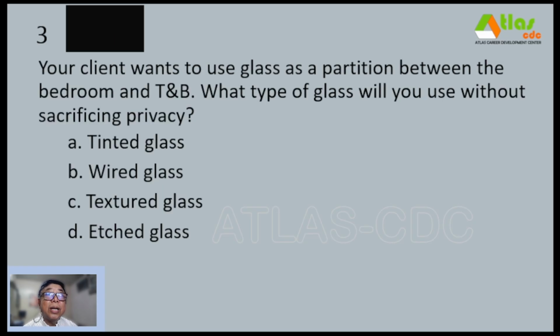Number 3, your client wants to use glass as a partition between the bedroom and toilet and bath. What type of glass will you use without sacrificing privacy? A, tinted glass, B, wired glass, C, textured glass, and D, etched glass.